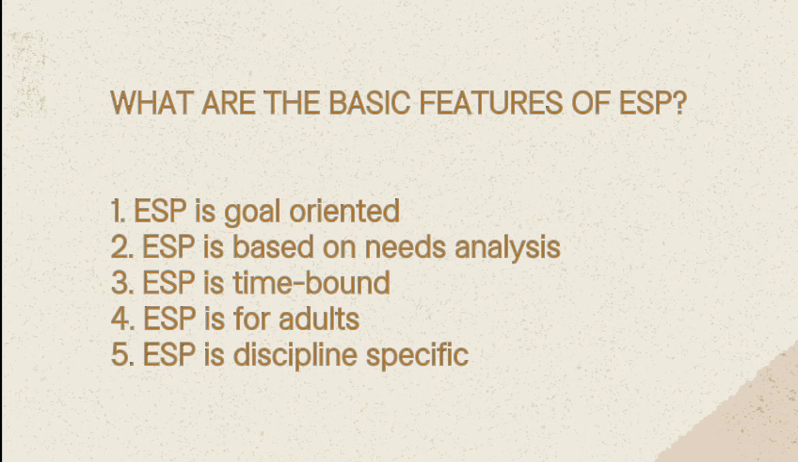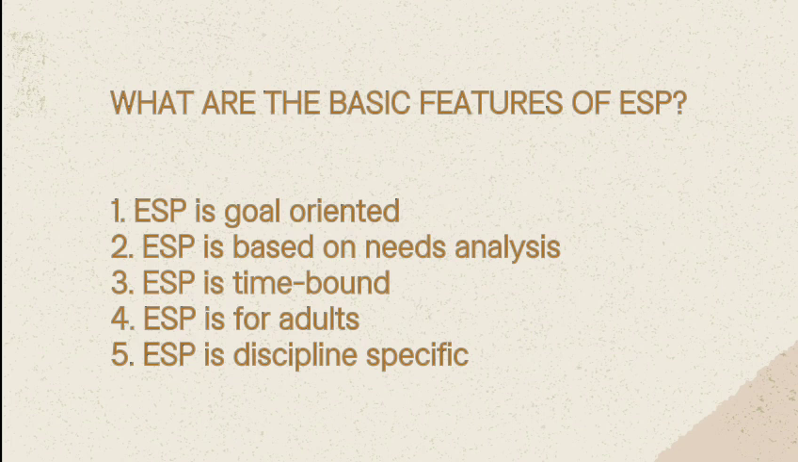Number 3, ESP is time-bound. Because students study English for a specific purpose, they do not intend to spend too much time engaging in indirect learning activities and exercises. So each session aims to contribute to the end goal, which should be met at a specified time or duration. Number 4, ESP is for adults. Most often, the students of ESP are adults, simply because they are the ones who are opting to learn English as a preparation for higher learning or for the workplace.